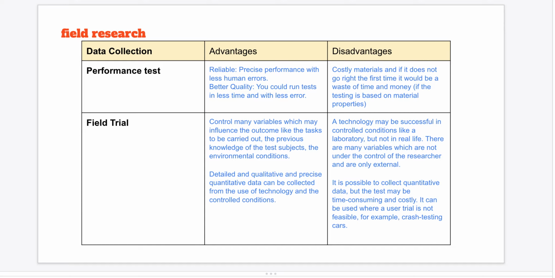Okay. So out in the field, here's the two types of testing: the performance test and the field trial. So advantages for the performance test: precise, less human errors, good quality, collect good data. Disadvantage, as we talked about with testing and mathematical or other types of performance testing and modeling, costs a lot of money, takes a lot of time.